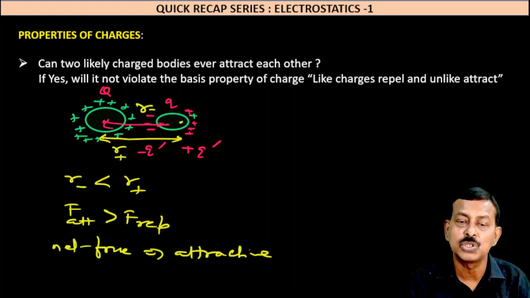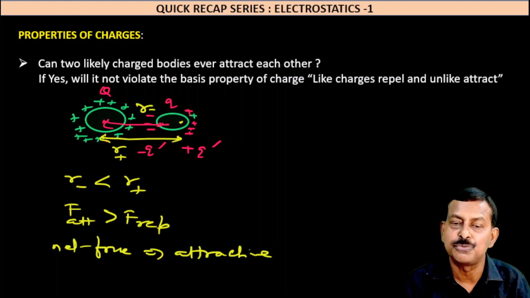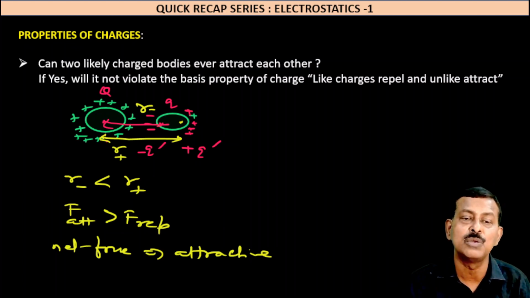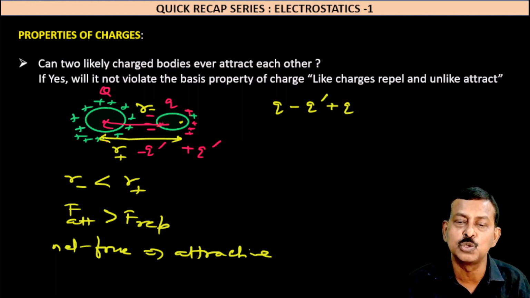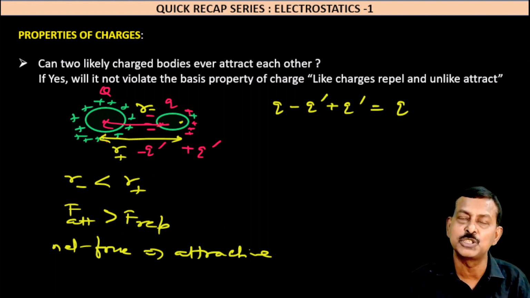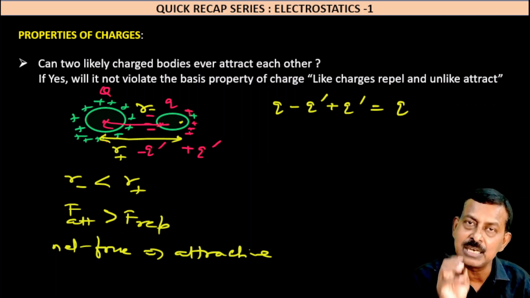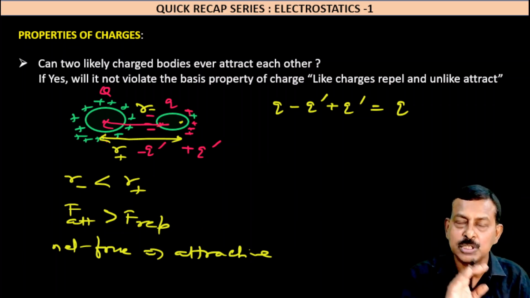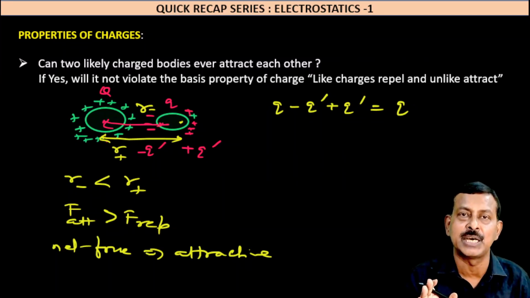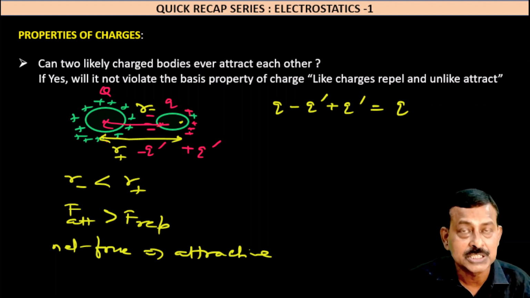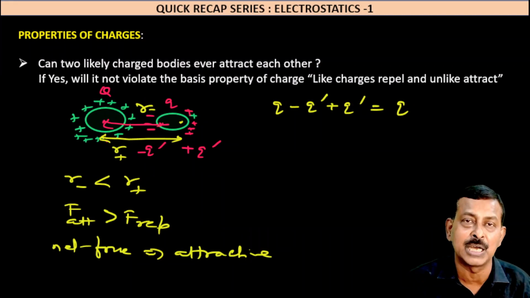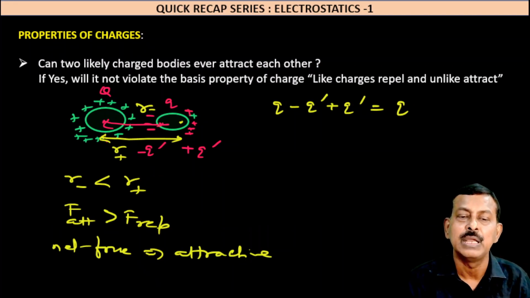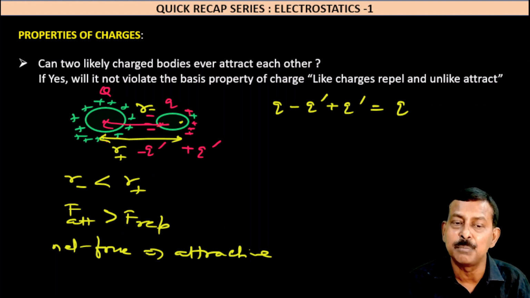Now, one more thing you can see: the charge on the first body was Q, and the charge on the second body was q. After the charges are induced, it has the charge minus q dash and plus q dash, so the net charge is still q. It means the second body is still positively charged. So the two bodies are carrying the same nature of charge, but there is a force of attraction between the two, as the charge possessed by one body is very large as compared to the charge on the other body. Now, let's take the second part.